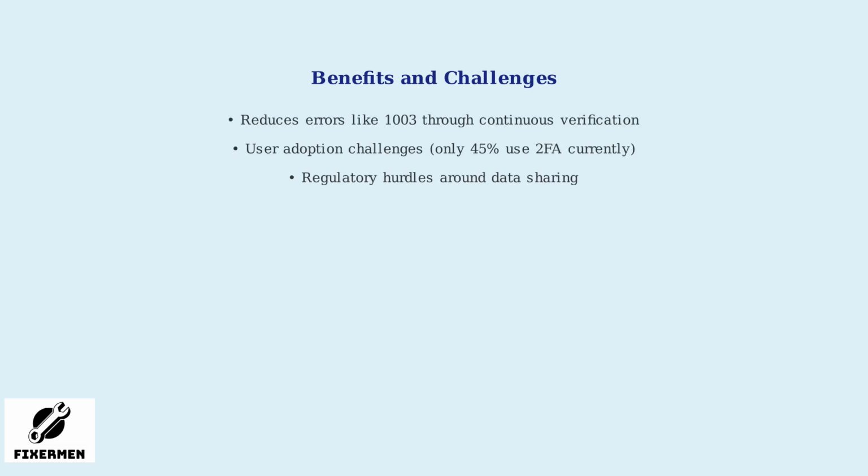Implementing zero trust could make traditional authentication errors like code 1003 obsolete by providing seamless, secure verification. However, challenges include low user adoption of advanced security features and regulatory issues with data privacy. Overall, Cash App's shift to zero trust architecture promises a more secure future, though it requires overcoming adoption and regulatory barriers.